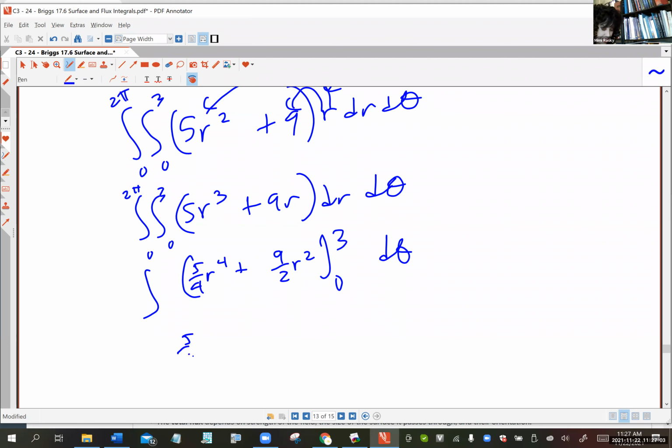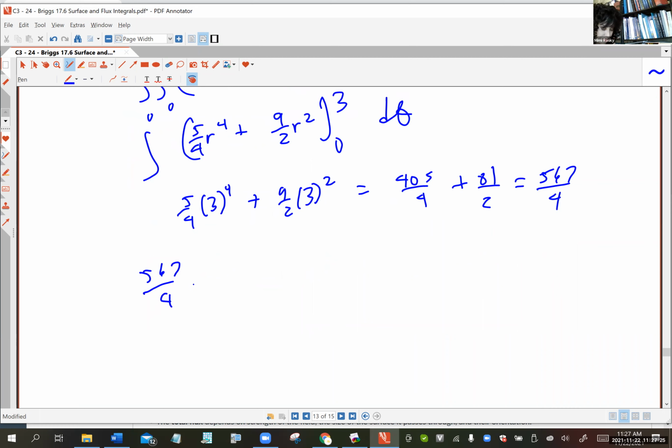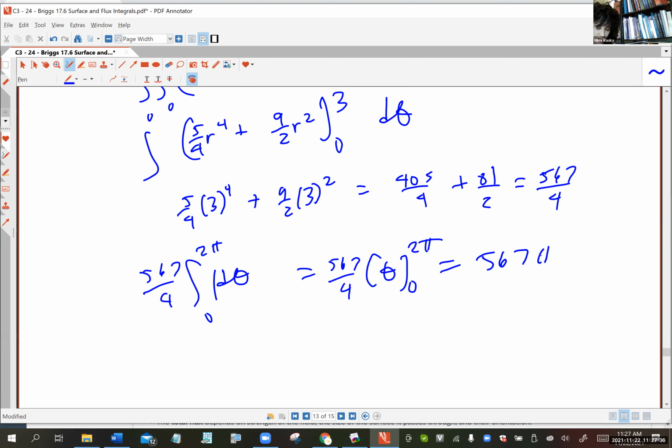It looks like I'm going to get some really weird number here. It turns out that that is 405/4 plus 81/2, and if you use your graphing calculator, this ends up being 567/4. Fine. And then the last integral, you're just doing a 1 with respect to theta. That's easy because it's just theta going from 0 to 2 pi. And then reduce. So your final answer is 567 pi halves, and that's approximately 890.6.